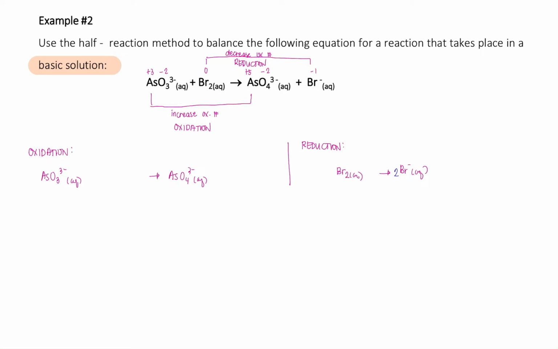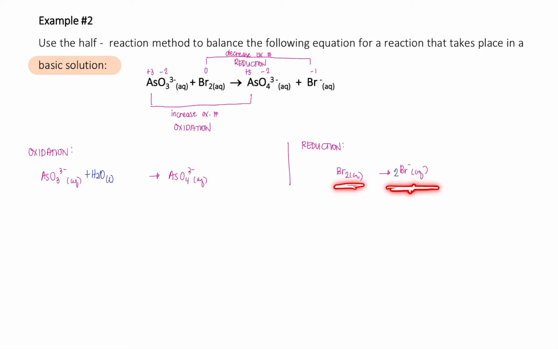And then next is to balance the number of oxygen atoms by adding water. To add water, we count the number of oxygen atoms. So for oxidation, we have 3 on the left and then we have 4 on the right. Because there's only 1 oxygen in water, we're going to add 1 water molecule on the left side. But for bromine here, because there is no oxygen, we don't add water.